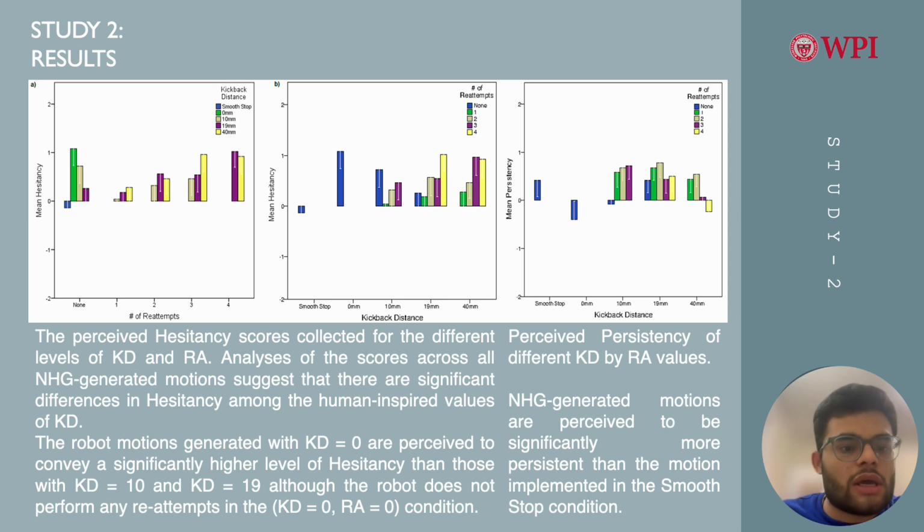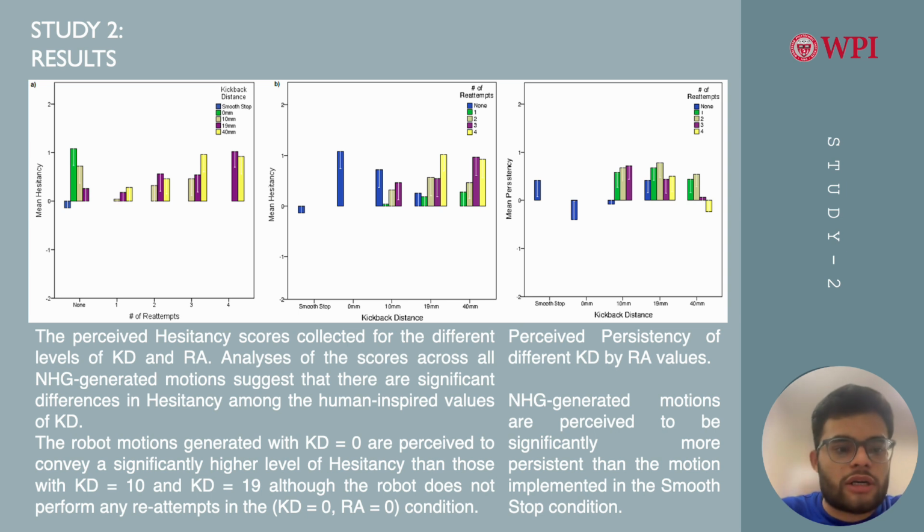The perceived hesitancy scores collected for the different levels of KD and RA suggested that for the energy generated motions, there are significant differences in hesitancy among the human-inspired values of KD. This suggests that in the human-inspired values of kickback distance, there are a lot of differences across the various values that have been taken in the study, as observed by the various observers.